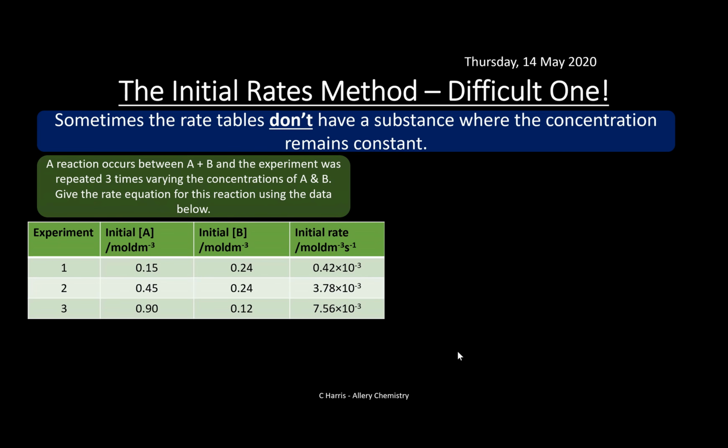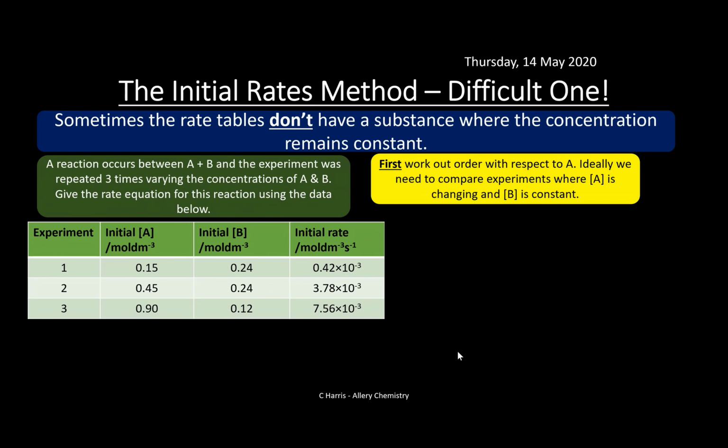So this is my method. You might have a different method of doing it. It works well, and it's nice and neat. It's up to you whether you follow the method, but the principles you need to be able to apply in your exam. So let's have a look. We've got a reaction that occurs between A and B, and the experiment was repeated 3 times, varying the concentrations of A and B. Give the rate equation for this reaction using the data below. Okay, so what we've got is 3 different reactions. We've got the concentration of A and B, and we've got the initial rate, and we've repeated the experiment 3 times, varying the concentrations of A and B.